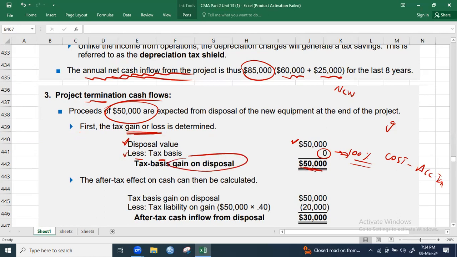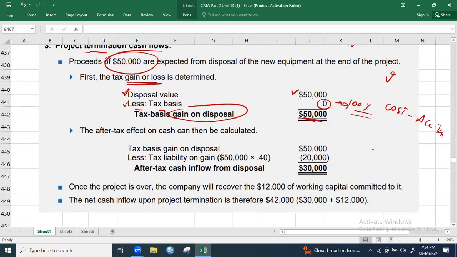Now next, second step is the same. I'll take the sale price, because I'm going to convert to after tax now. I'll take sale price, which is 50,000. Why is it written as tax base, gain on disposal? Because sale price and gain are the same value, right? Actually, this value should be the sale price. Sale price, and then less tax liability on gain, because this is a gain. If you have a gain, you will pay tax.